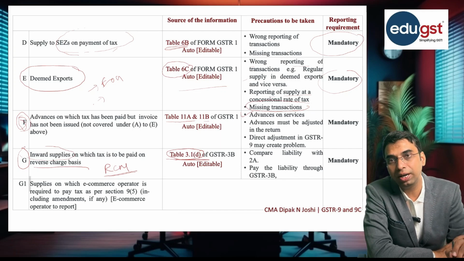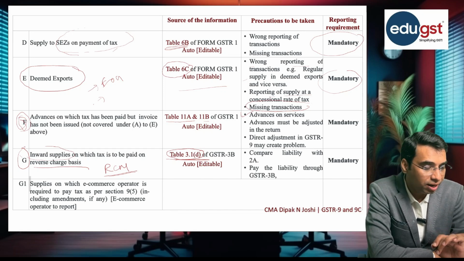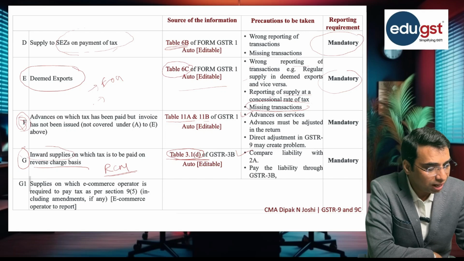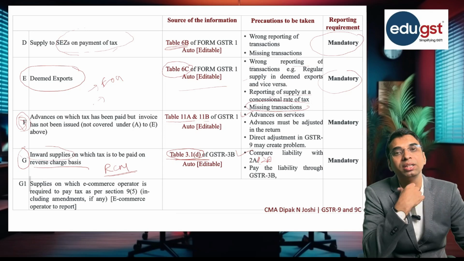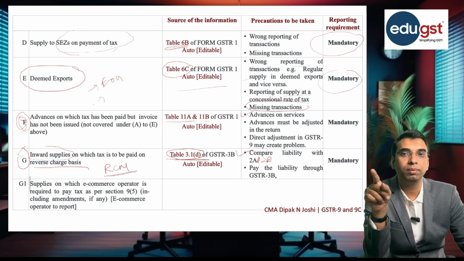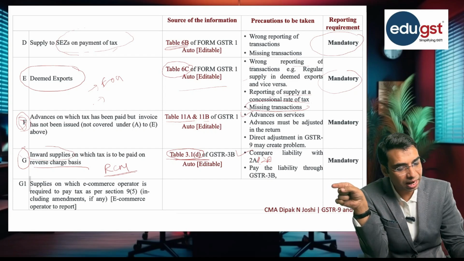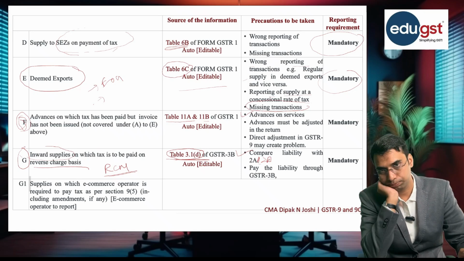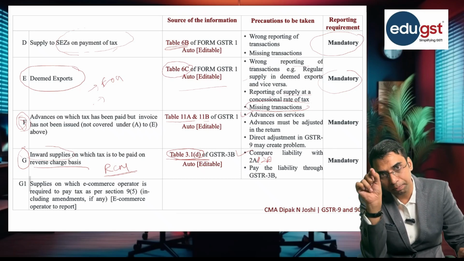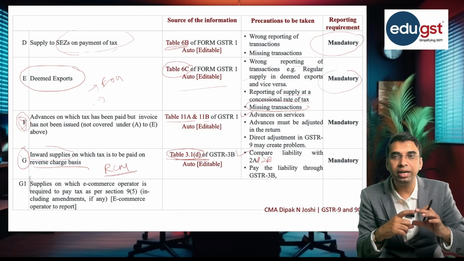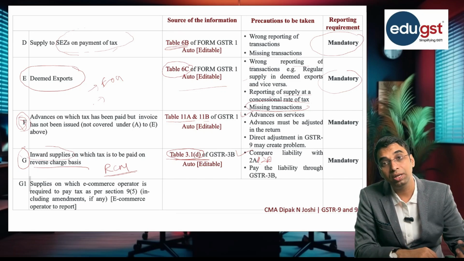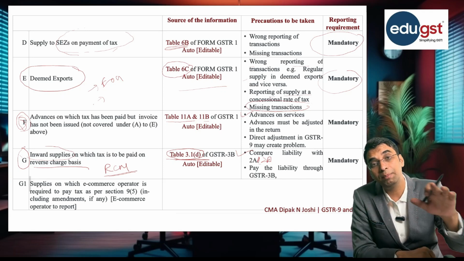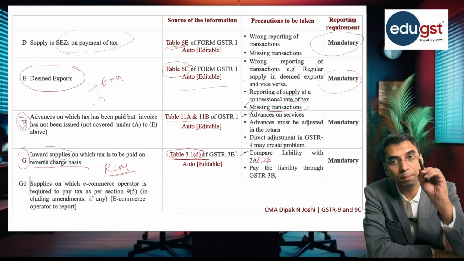Now, what precaution we should take while filing information in table number 4G? क्या हमको precautions लेने हैं? पहला precaution, compare the liability with GSTR 2A/2B. 2B में आपके auto populated liability कितनी? Compare that liability. So compare the liability paid in GSTR 3B with the liability auto populated in GSTR 2B. Now remember, it may happen that aggregate liability which is paid under the reverse charge mechanism is more as compared to the auto populated liability in GSTR 2B. But do the party wise analysis.